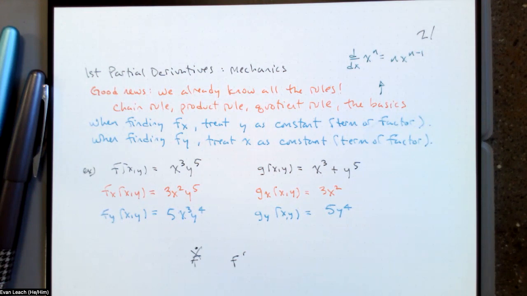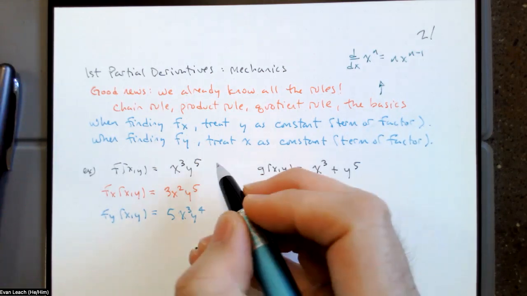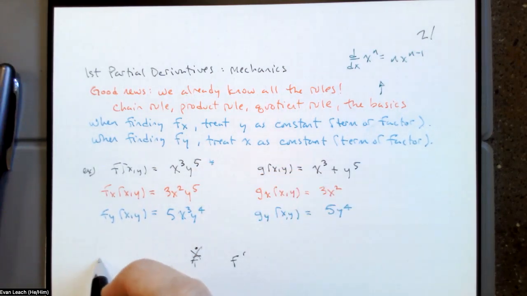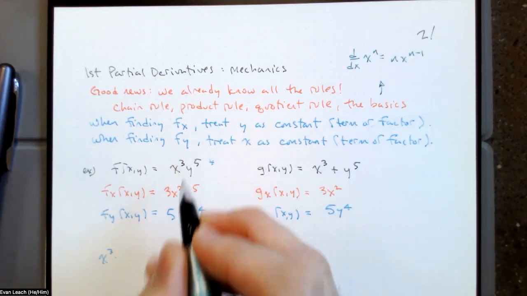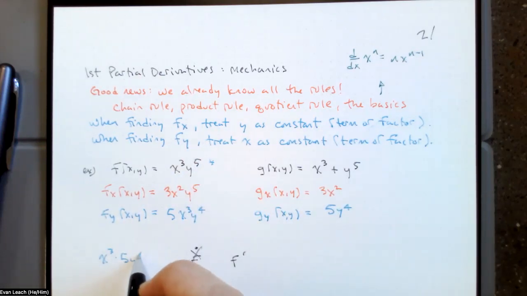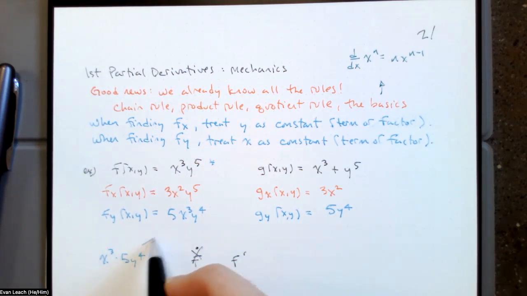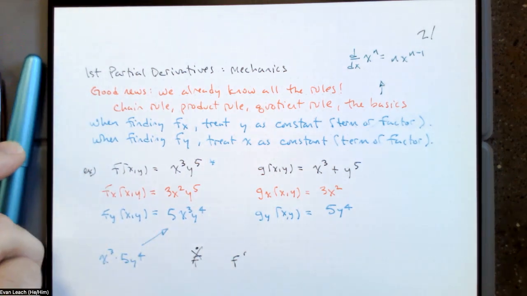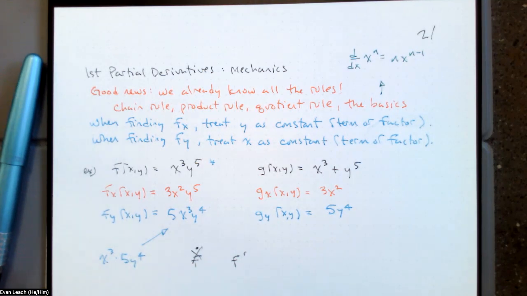We didn't have 5x to the third. I have x to the third times 5y to the fourth, and then I just rearranged it so it looked right. So here, we're saying the x cubed is constant, derivative of y to the fifth is 5y to the fourth. And then we're like, oh, I hate this constant in the middle, so we write it to make it look like a proper monomial.